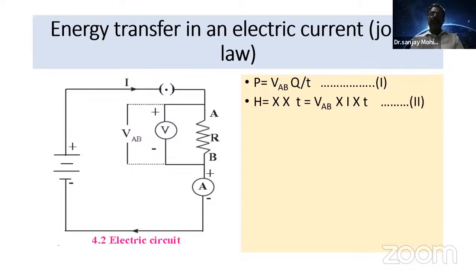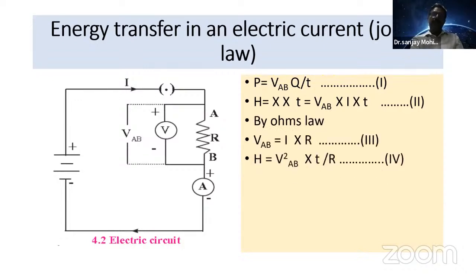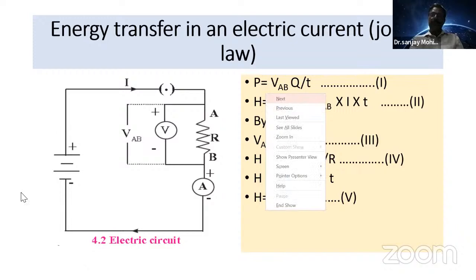Power in terms of heat, we get H is equal to VIT, and by Ohm's law, if you substitute V is equal to IR, that is equation number 3, we get H is equal to V square T upon R, and the formula becomes H is equal to I into IR multiplied by T. We get H is equal to I square R T. So this is what we call Joule's law, where H stands for the heat generated.